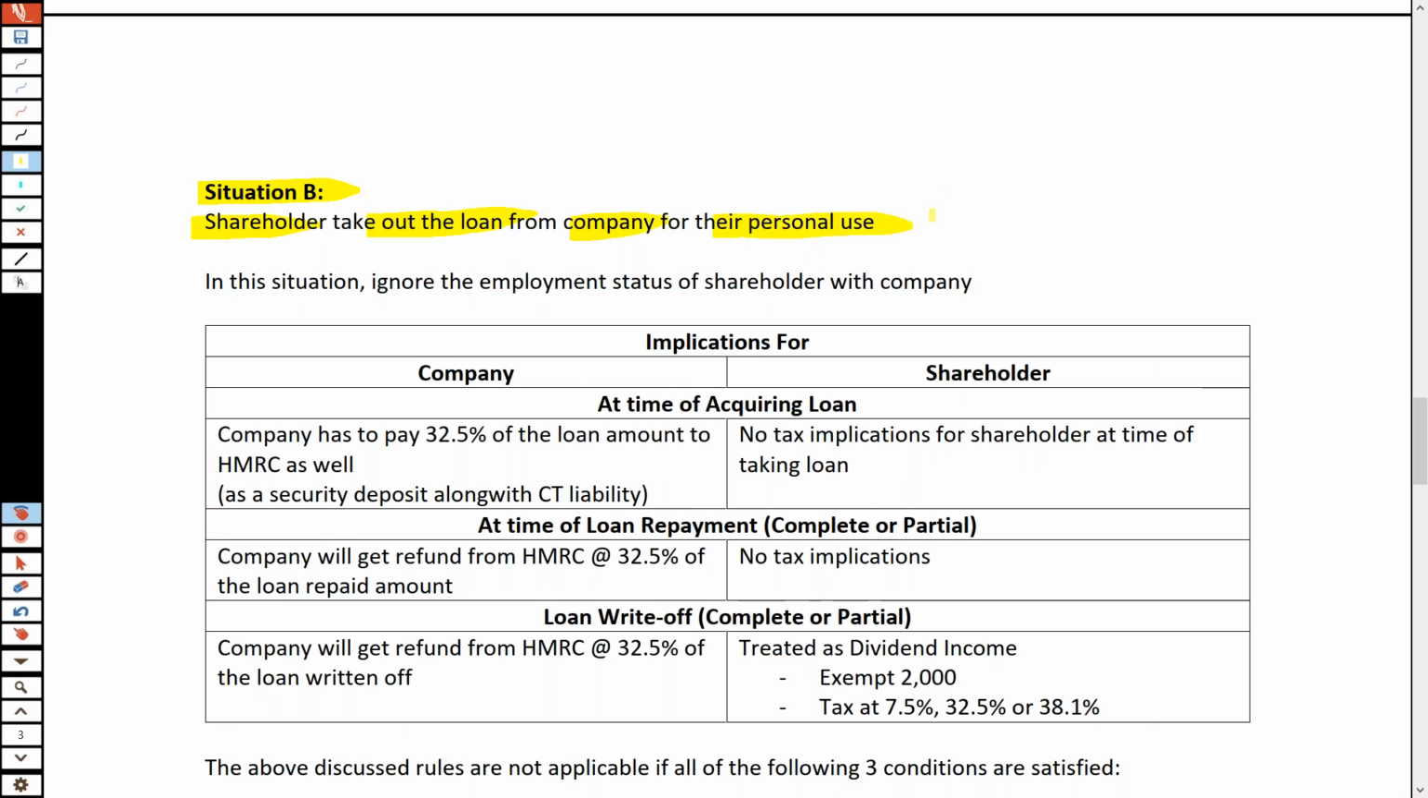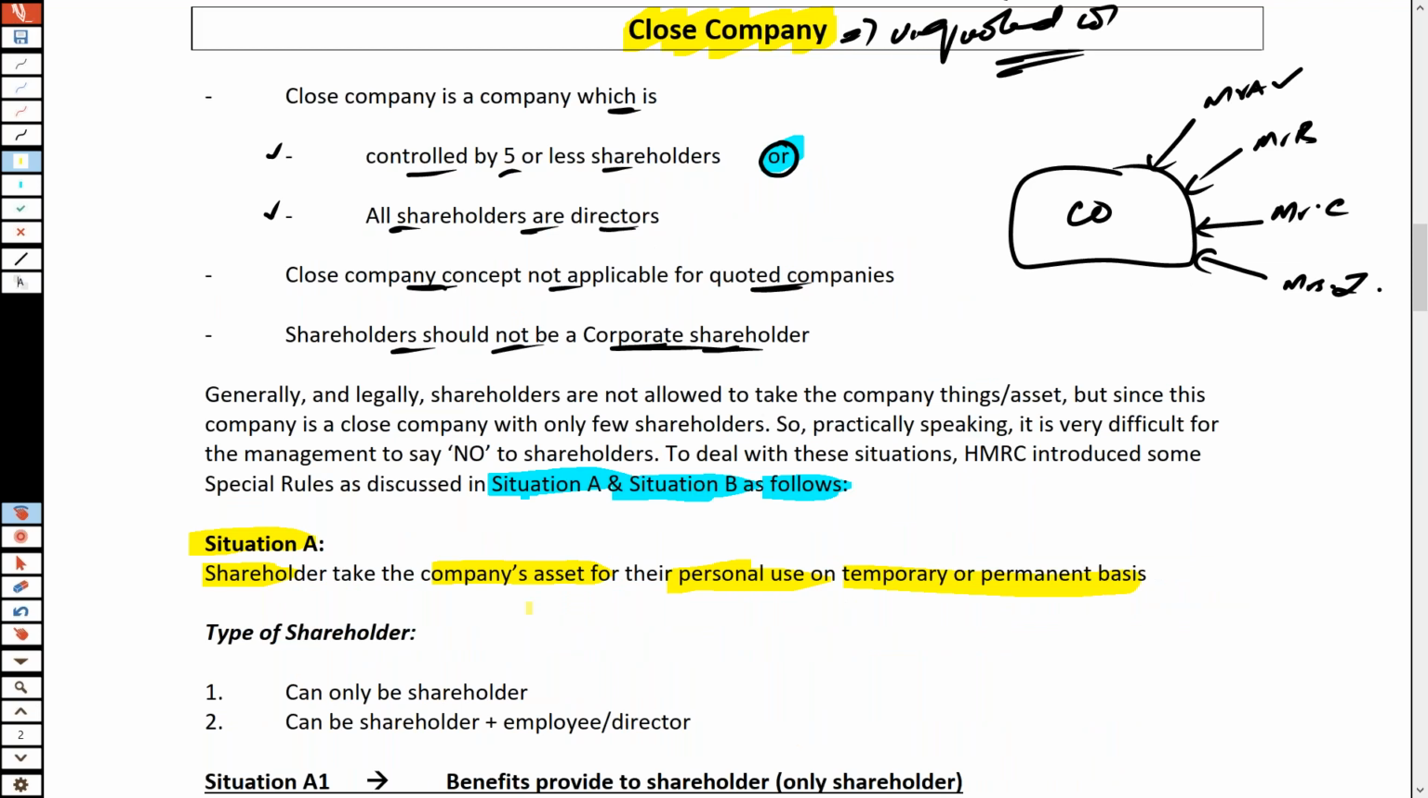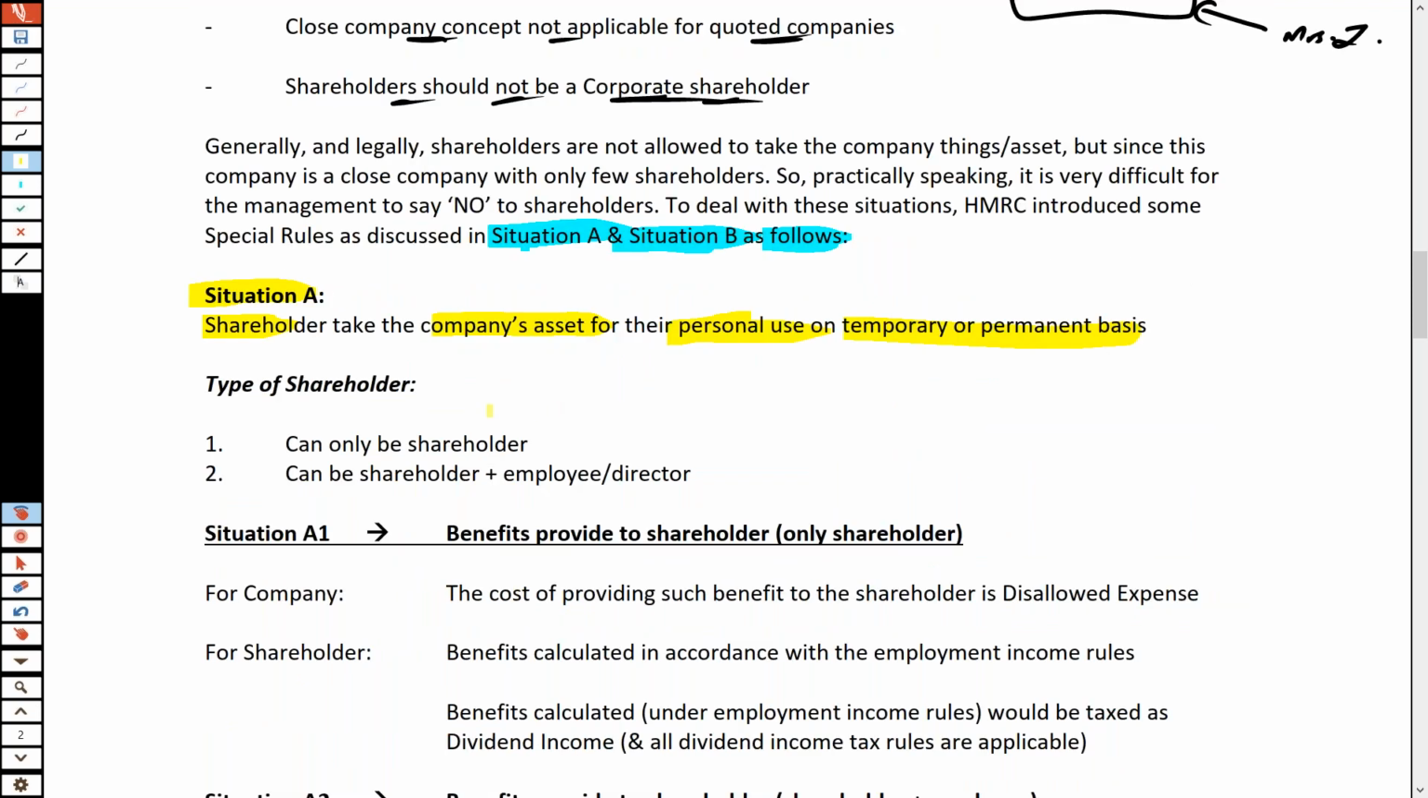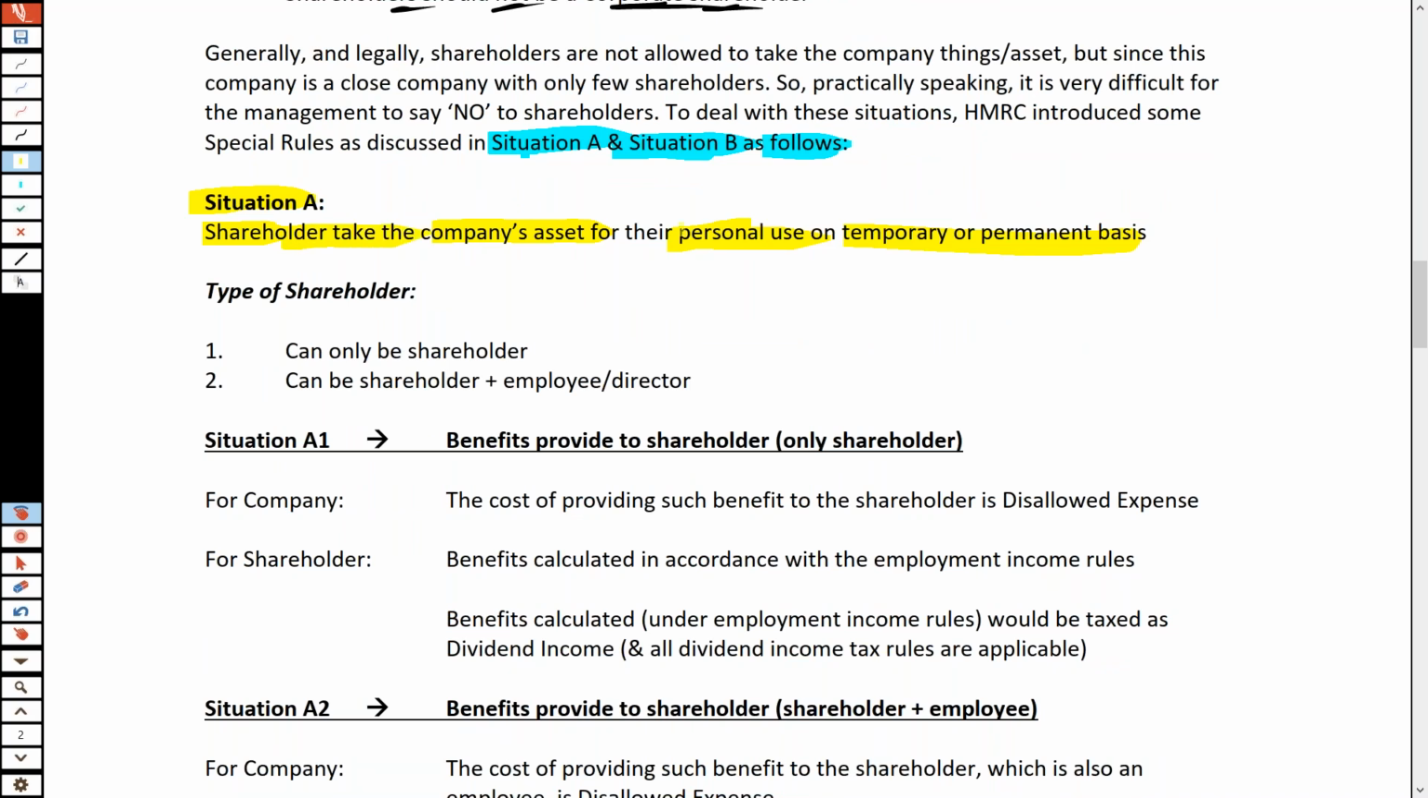Keep in mind, for our ease, we divided the situations into two scenarios, situation A and situation B. Situation A pertains to where the shareholder is taking any assets from the company, and under situation B, the shareholder is acquiring a loan from the closed company for personal use. When a shareholder takes an asset for personal use from the closed company, that asset can be taken on a temporary basis or on a permanent basis.